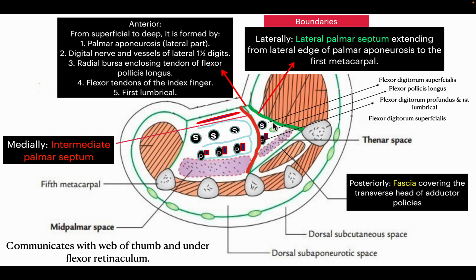In the same way this green colored line is indicating the lateral palmar septum, which extends from the lateral edge of the palmar aponeurosis to the first metacarpal bone, and this lateral palmar septum is also separating the thenar space from the thenar eminence muscles. Now this S is indicating the flexor digitorum superficialis, P is the flexor digitorum profundus, and along with the profundus we have the first lumbrical, and this green colored tendon is indicating the flexor pollicis longus.